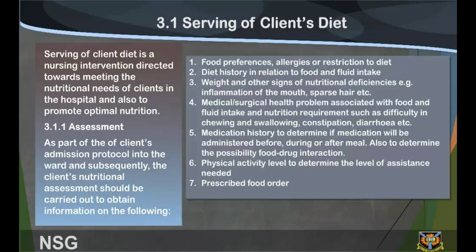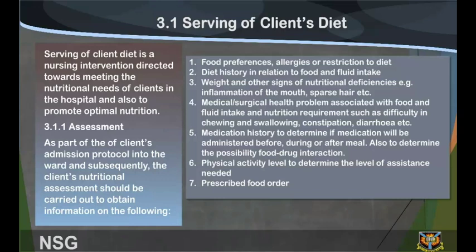1. Food preferences, allergies or restriction to diet. 2. Diet history in relation to food and fluid intake. 3. Weight and other signs of nutritional deficiency, for example, inflammation of the mouth, sparse hair, and so on. 4. Medical or surgical health problem associated with food and fluid intake and nutritional requirements such as difficulty in chewing and swallowing, constipation, diarrhea, and so on.